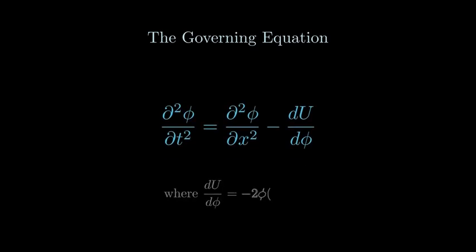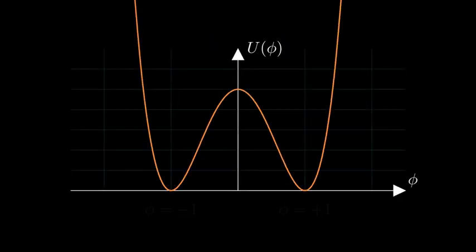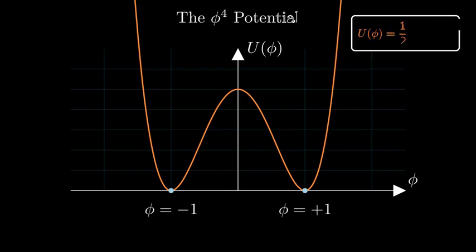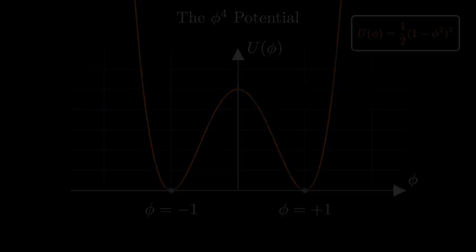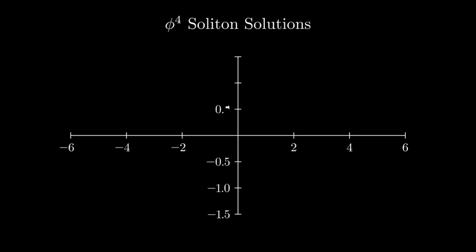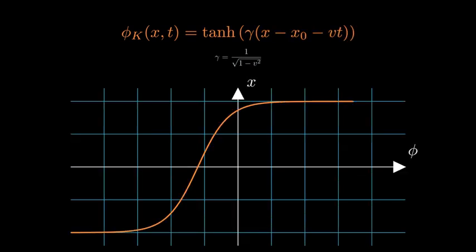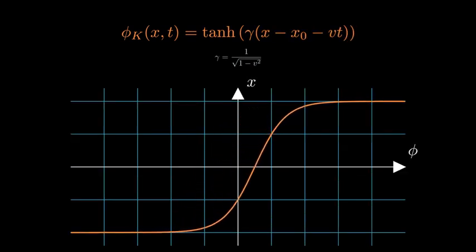The φ⁴ model describes a scalar field, which I will call φ of x, t, with potential energy function U of φ equal to this. This model supports topological objects called kinks and antikinks, localized waves that connect the two vacua where φ equals +1 and φ equals -1. In simple terms, a kink looks approximately like a hyperbolic tangent, which we will write as tanh of x. In the simulation, I'll place a kink on the left and an anti-kink on the right and give them equal and opposite initial speed, which I will call v.